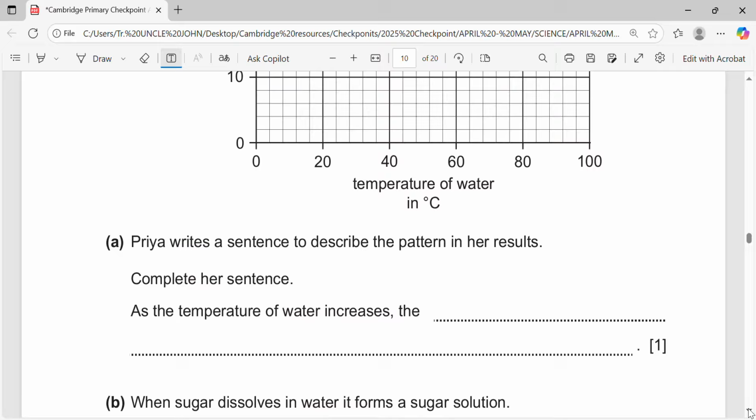Priya writes a sentence to describe the pattern in her results. Complete her sentence. As the temperature of water increases, the mass of sugar dissolved increases.